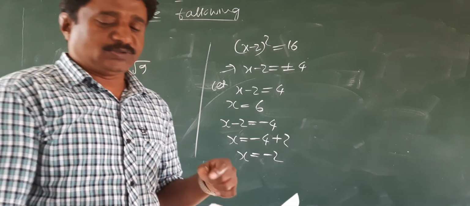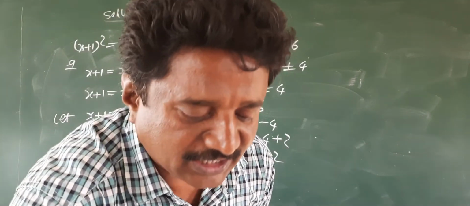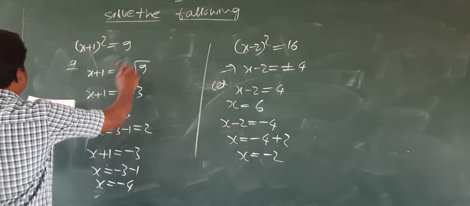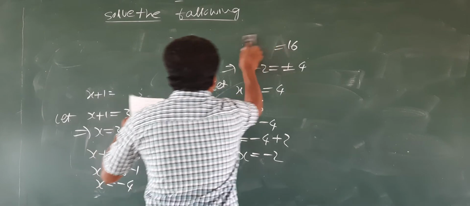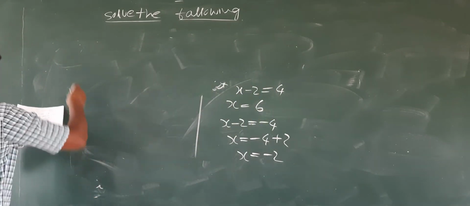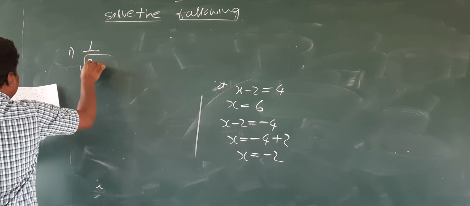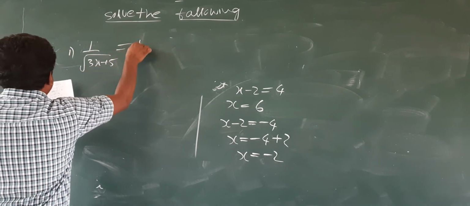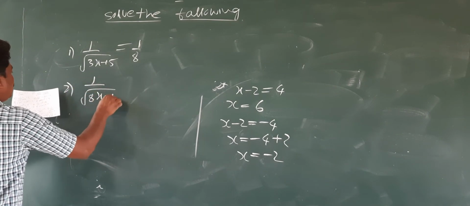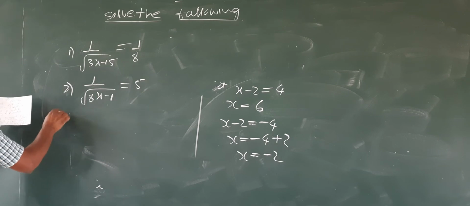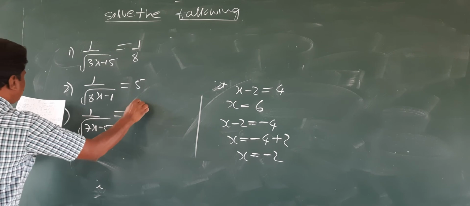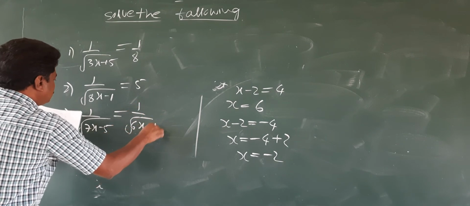I hope you understood, students. Remaining I will explain in the next class. Now I write homework. You solve these questions at home. First question is 1 by root 3x plus 5 is equal to 1 by 8. Second question is 1 by root 8x minus 1 is equal to 5. Third question is 1 by root 7x minus 5 is equal to 1 by root 6x minus 1.